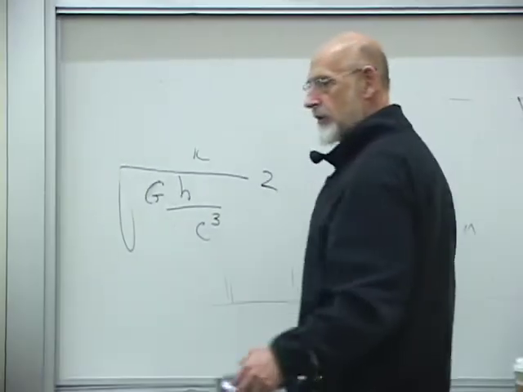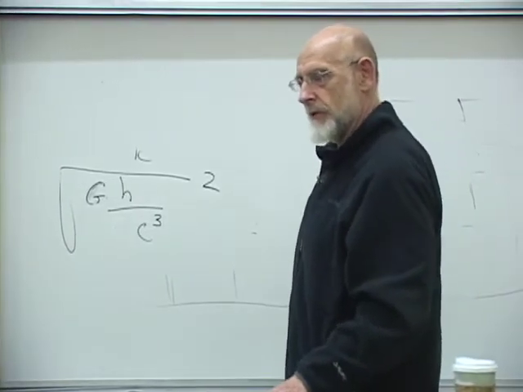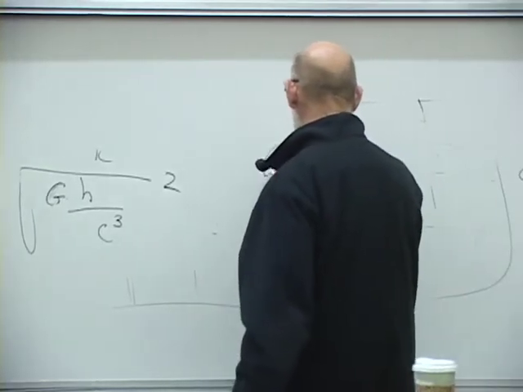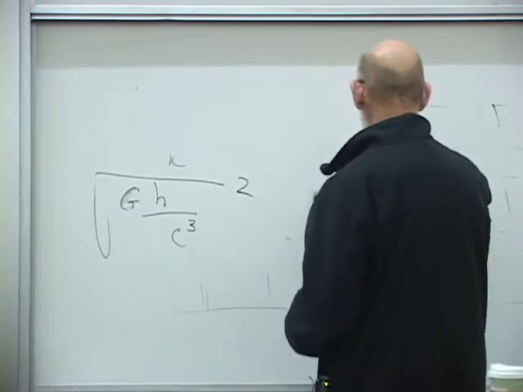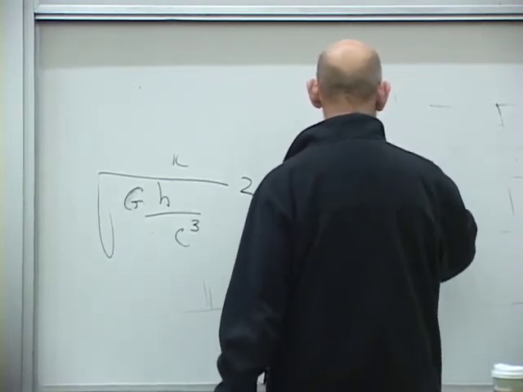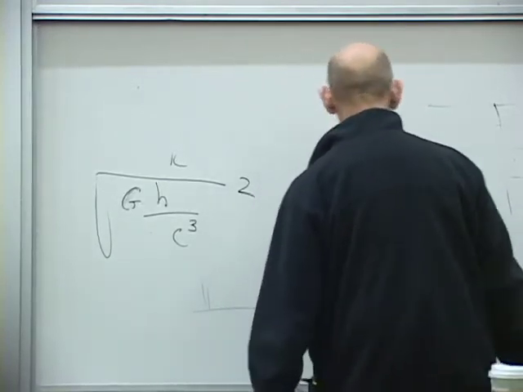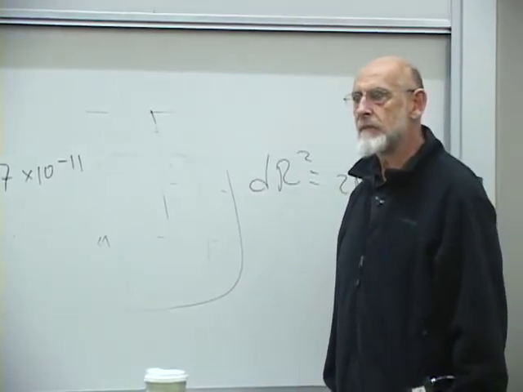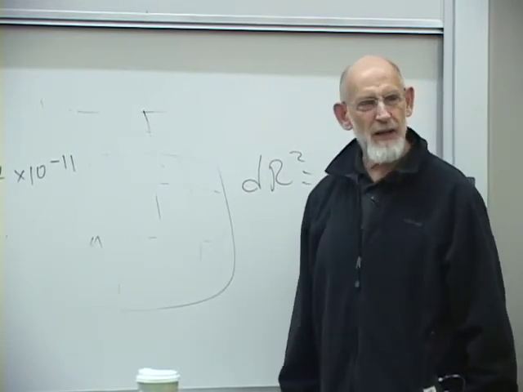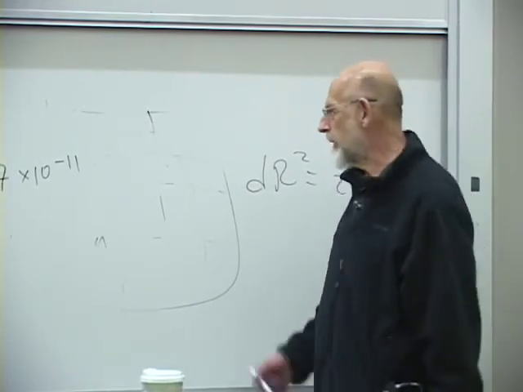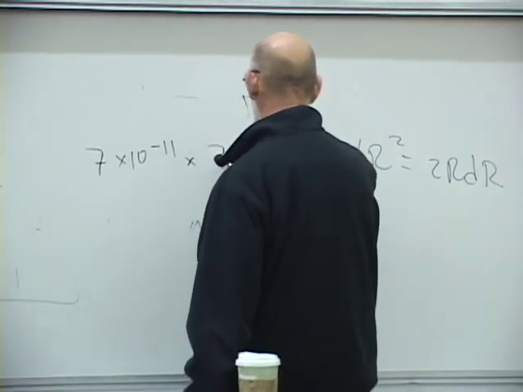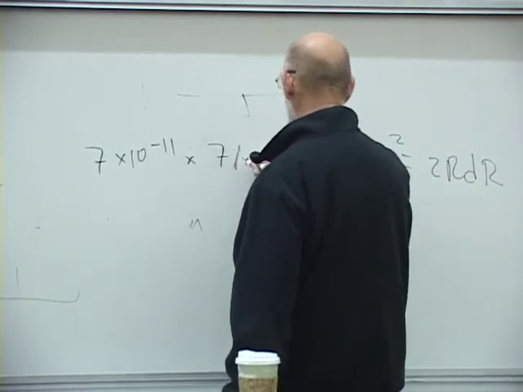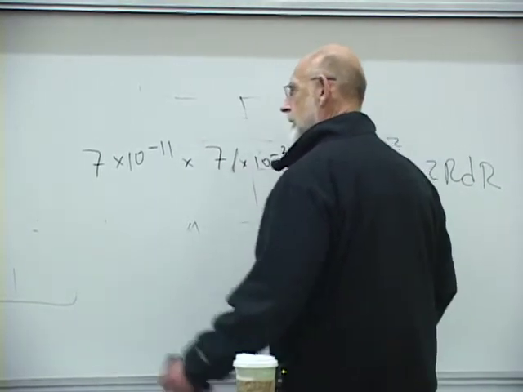G in ordinary units, kilograms, meters, seconds, is about 7 times 10 to the minus 11th. How about Planck's constant? Is that h or h bar? I don't remember. H bar is 1.054 times 10 to the minus 34.